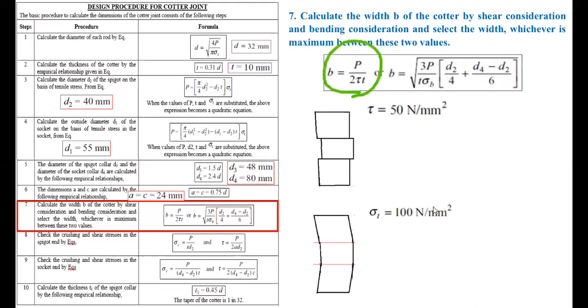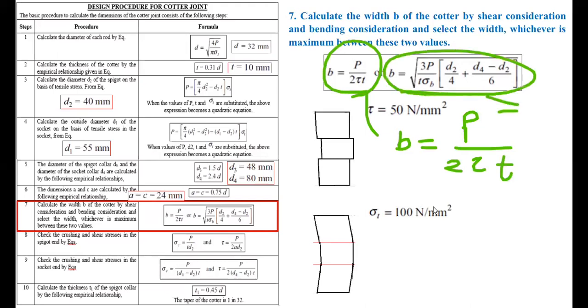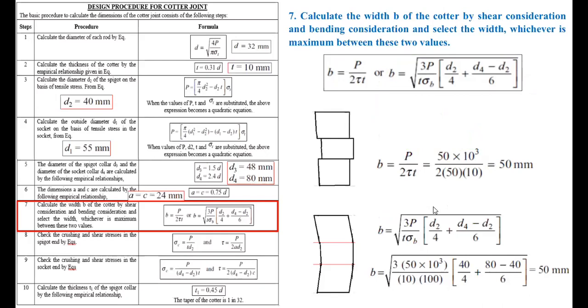In this, you can see B is equal to P divided by 2 tau T. And the second one is this big equation. You have to remember this equation. So simply I'm solving this. Time is very less because it's 40 minutes only, and after that I have to start the second meeting.